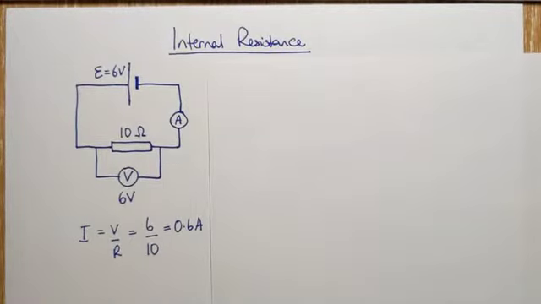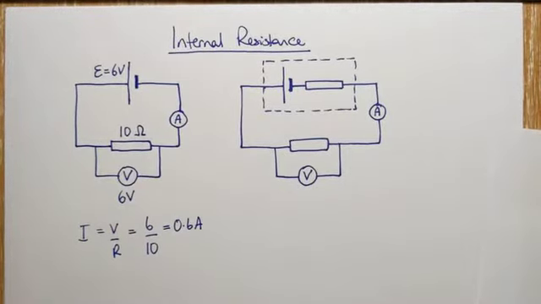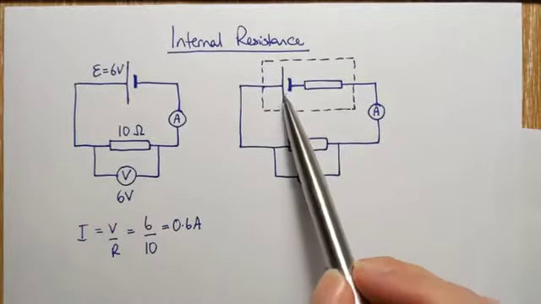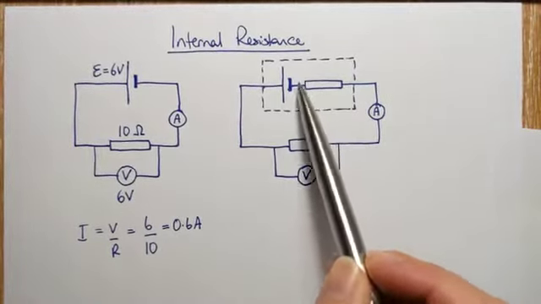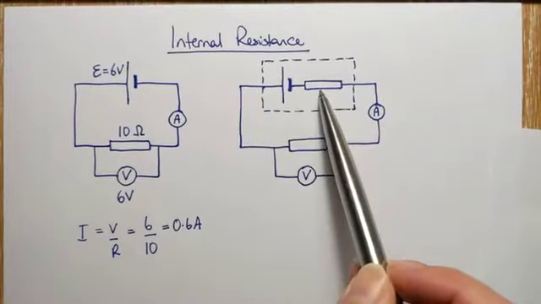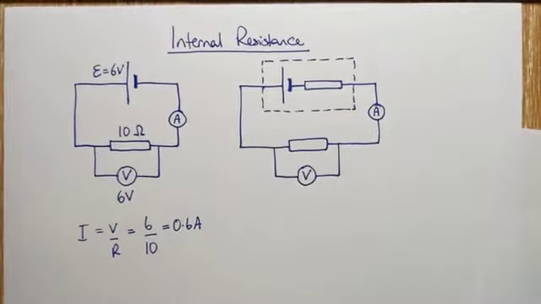In fact, every component has some resistance, and the cell definitely has some resistance, and we call it internal resistance. You can't actually see the resistor. You can't put a voltmeter around the resistor, but the resistance is there inside the cell. To show this, we draw our cell and then we draw a resistor, but we put this dotted box around it to show that this is not a resistor I can see like that one. It's inside the cell. So that's how we draw that.